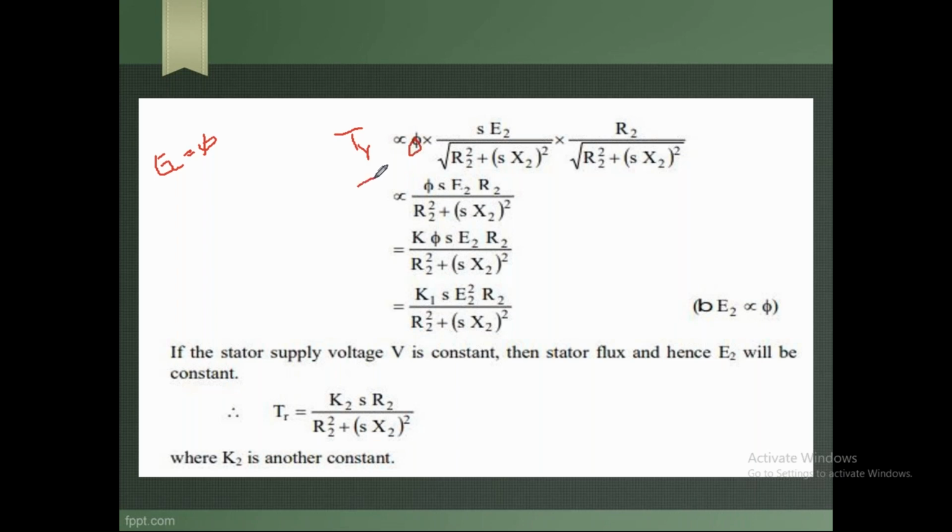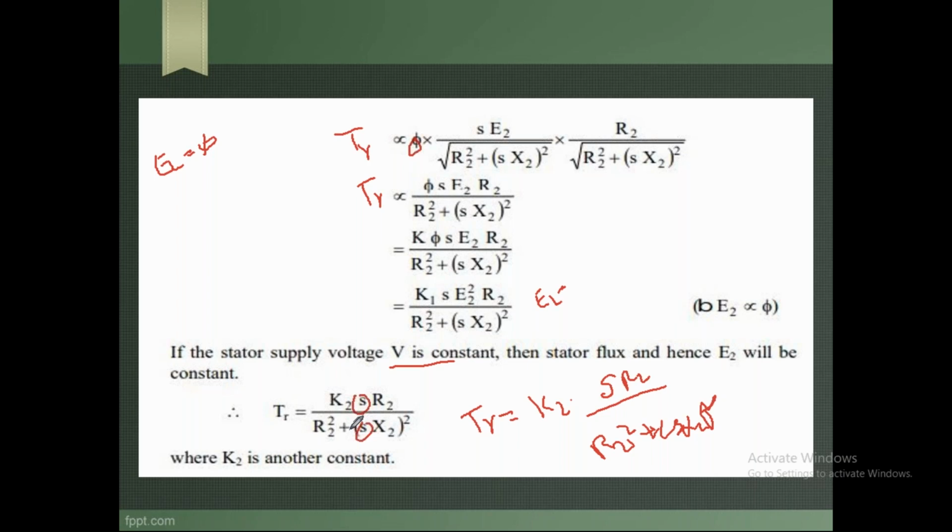So finally the running torque is directly proportional to phi SE2 R2 divided by R2 square plus (SX2) square. From this equation we can write the torque equation. When the supply voltage is constant, E2 is also constant. So finally the torque at running condition is equal to K2 into S R2 divided by R2 square plus (SX2) whole square. Here only S has been introduced.